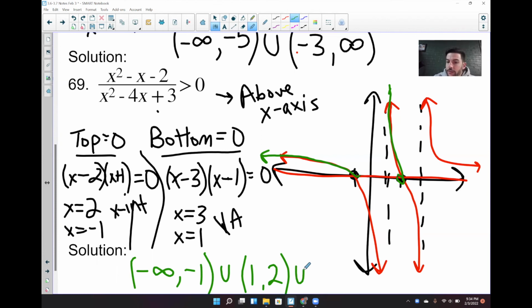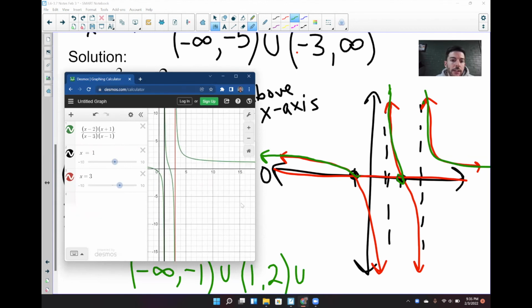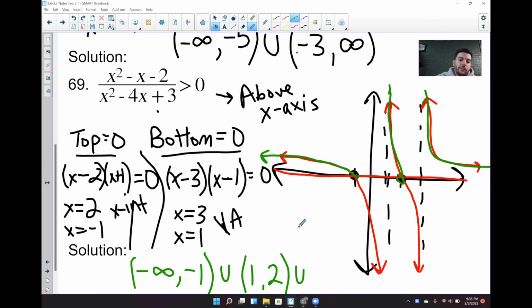And then it goes below here from 2 to 3, right? And then at 3 is my other vertical asymptote here. And then, yeah, once it goes to the right of 3, it's above again. And it's going to be above the x-axis for the rest of the time, right? And we can see that on Desmos too. We have a horizontal asymptote here at 1. So there we go. So what would I say? I would say -infinity to -1, 1 to 2, and 3 to infinity. So 3 different sections of this graph where the line is above the x-axis.